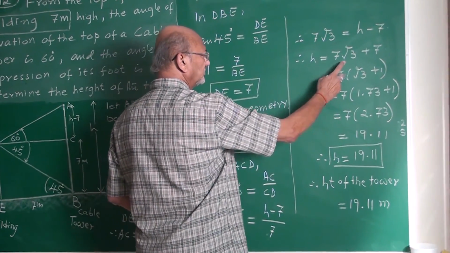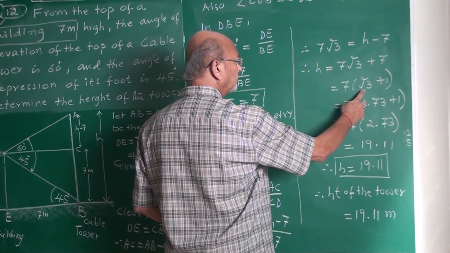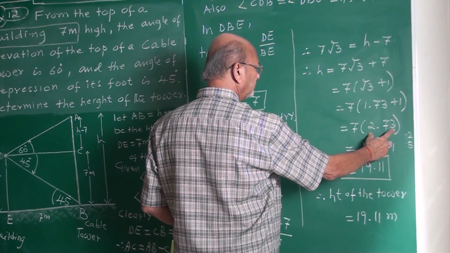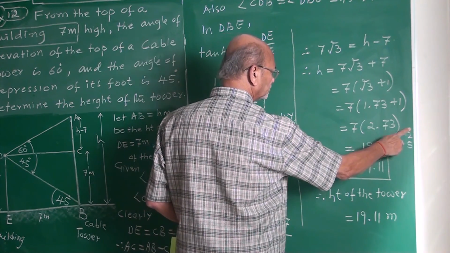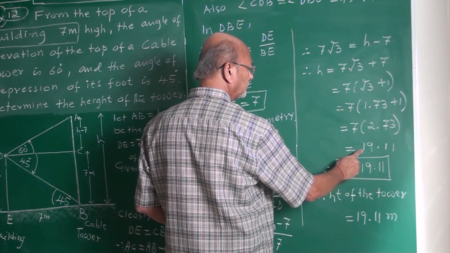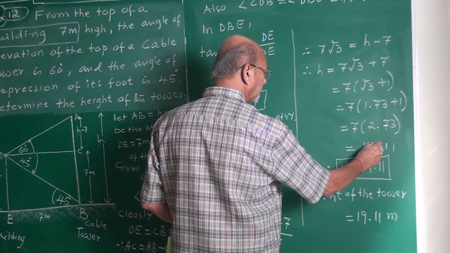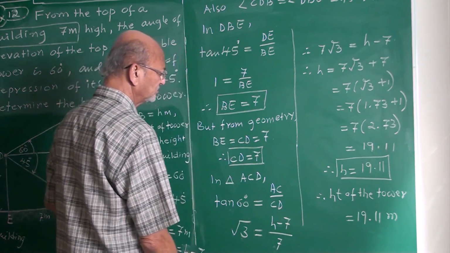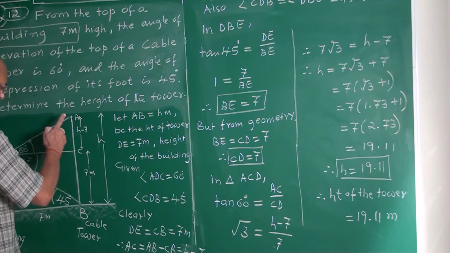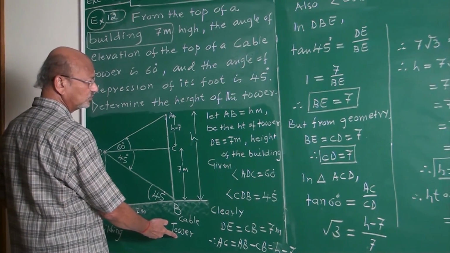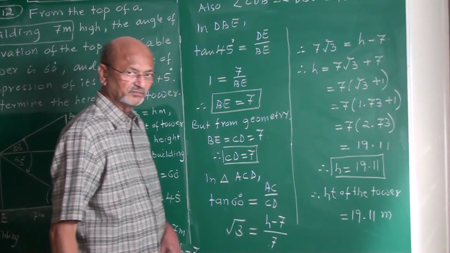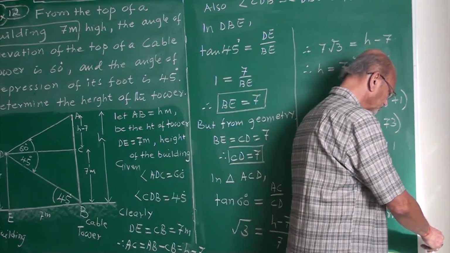7 is common, root 3 plus 1, 1.73 plus 1 is 2.73. If you simplify this, you get 19.11. Therefore, h is this. But what is h? H is the height of the cable tower, 19.11 meters.